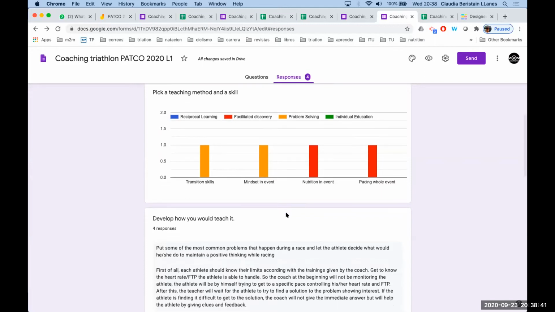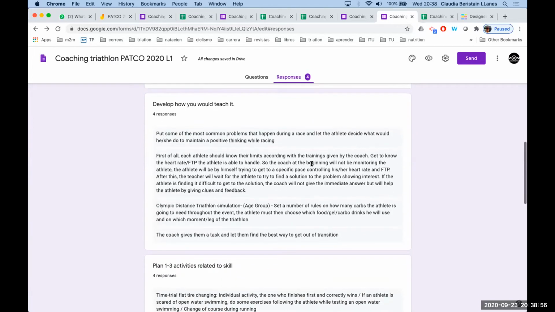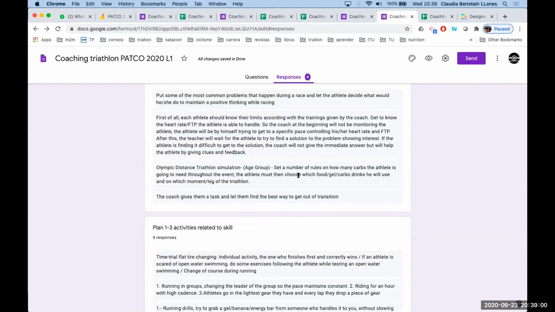What did you decide to teach? Nutrition. Okay, nutrition through facilitated discovery. And you must be the third one. Right, yes. So we'll be doing the Olympic distance triathlon. That's what the athlete is going to be doing, and they're competing for age group. So we're going to set a number of rules on how many carbs an athlete will require. Therefore, we're giving them the base knowledge that is needed for a typical event, whether this is food, gels, or carb drinks that they may need.